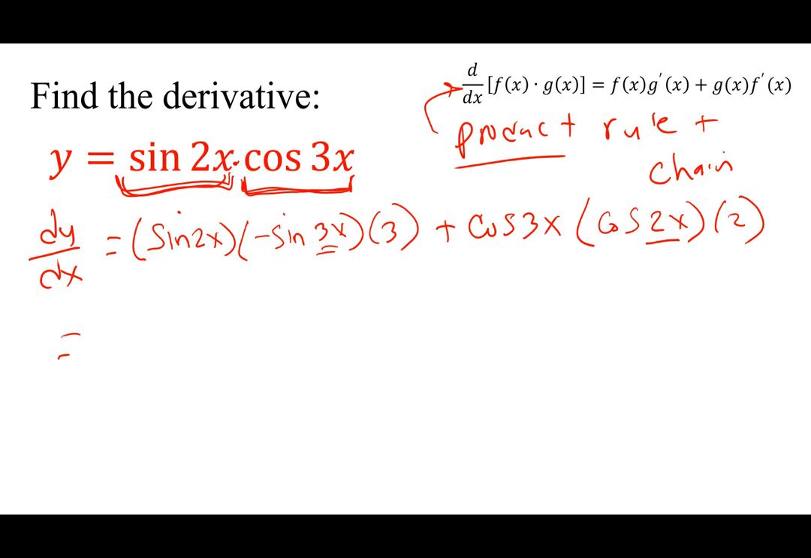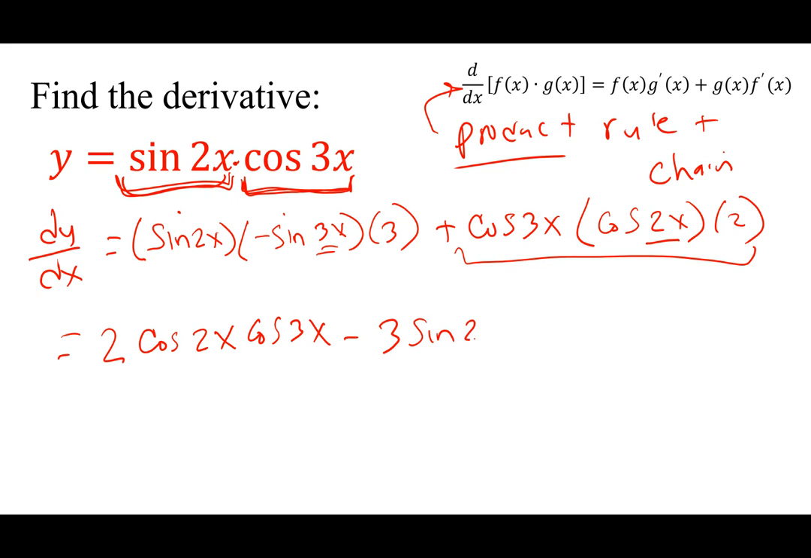In terms of how you're going to write this, we're going to put the positive thing first. So I'm going to take this entire quantity, and I'm going to say 2 cosine 2x cosine 3x minus 3 sine 2x sine of 3x.